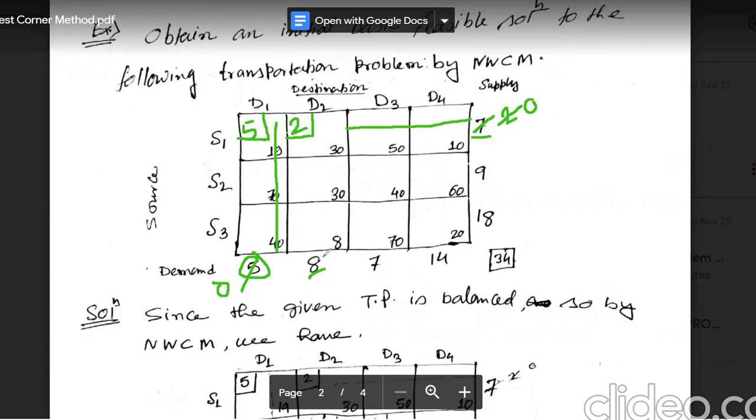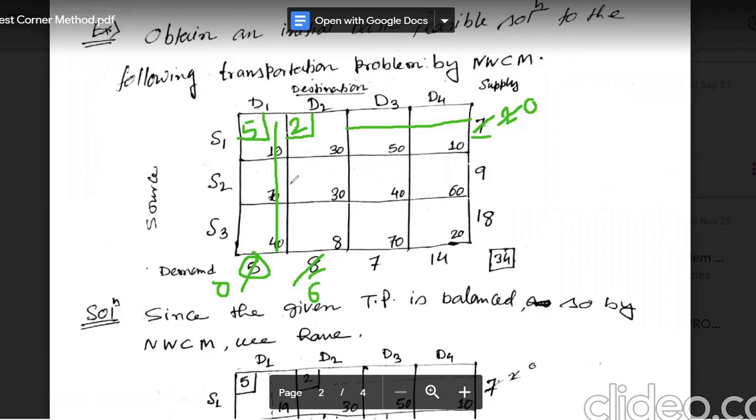Now, how much is left? Destination D2 has a demand of 8 units, but only 2 units have been fulfilled. So 6 units are left, still 6 more units have to be supplied to the destination D2. Since the total supply from source S1 has been exhausted, we have cancelled out this row. Next, move to the cell below this one, because this column has already been cancelled out. So we have to move here.